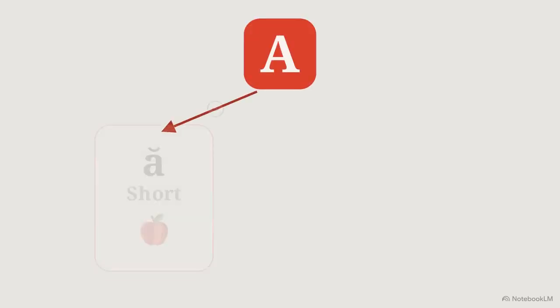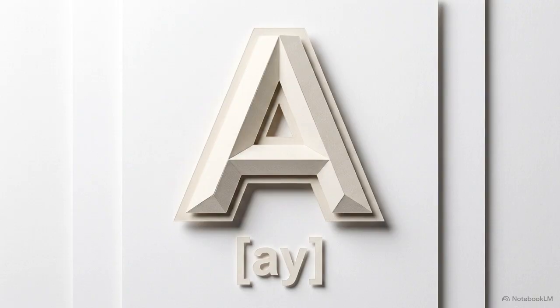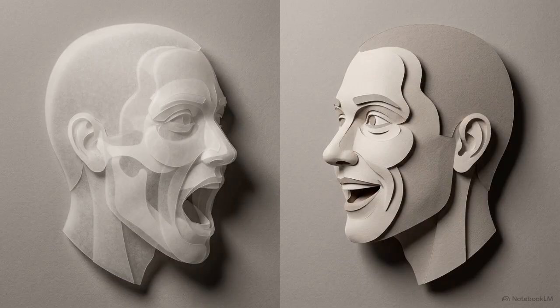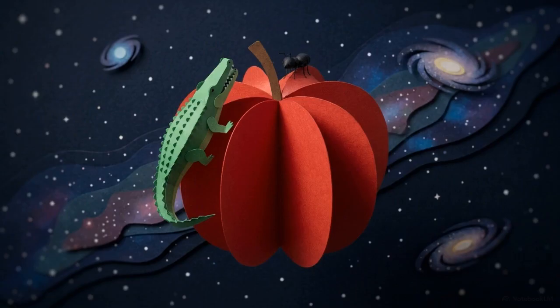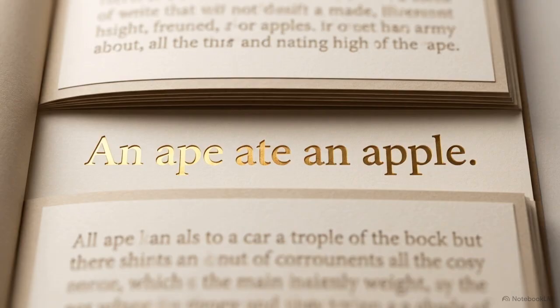But the letter A can also behave differently. It has a long sound, where the letter simply says its own name. For the letter A, that sound is A. Listen to the start of these words: acorn, ape. The jaw stays higher and you hear the clear, long A sound. To see how these work together, imagine a tiny ant and a massive alligator standing on a giant apple planet. Identifying these 2 primary sounds provides the foundation needed to begin reading simple sentences where the letter A appears.